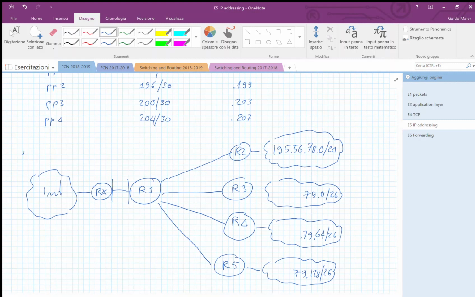Then we have the point-to-point links. For instance, this is the .79.192.30. This is the .196.30, .230, and 204. Okay.